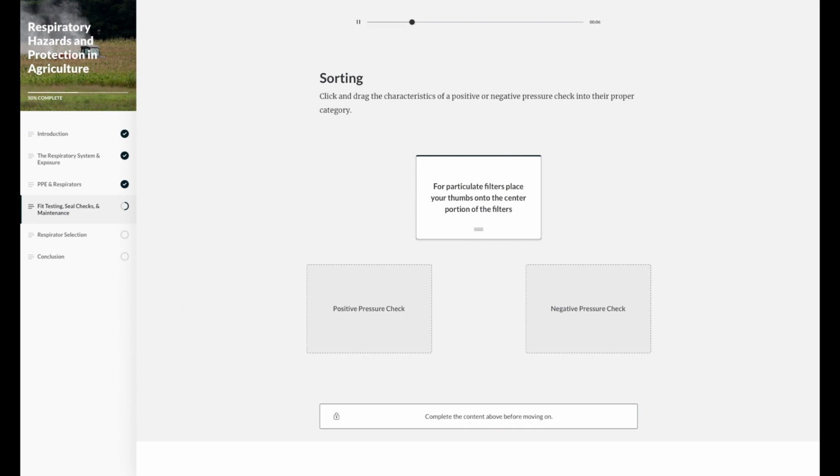Click and drag the characteristics of a positive or negative pressure check into their proper category.